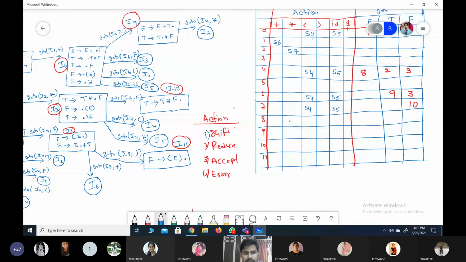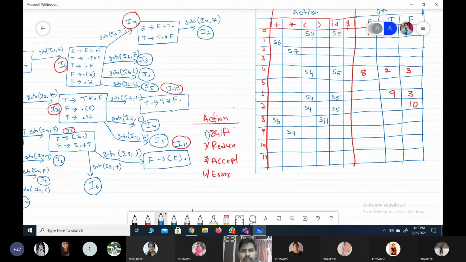I8 on plus is S6. I8 on closed parenthesis we also have: S11. That was my oversight; I didn't check that one. Move on to I9 and cross check it. I9 on star is S7.